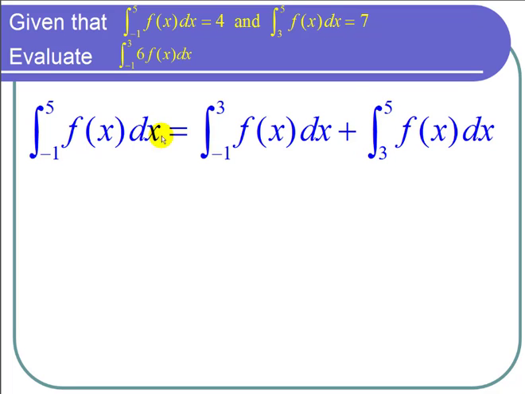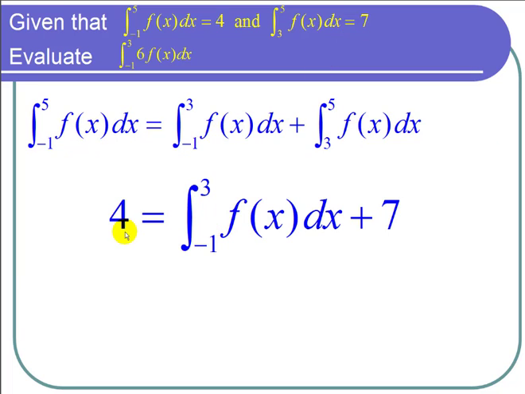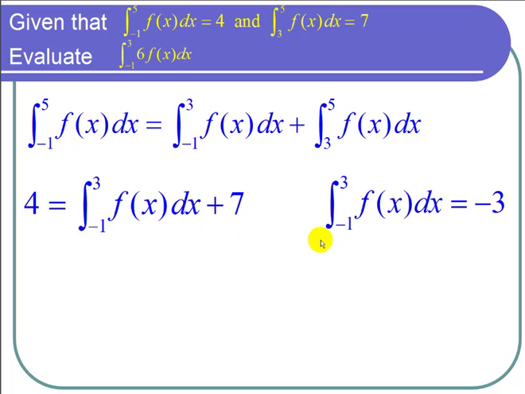Now I can substitute in this left-hand side is 4, and the far right-hand side is 7. So I can say that 4 equals the integral from -1 to 3 of f of x dx plus 7. And then just subtract 7 from both sides, and I get the integral from -1 to 3 of f of x dx equals -3.